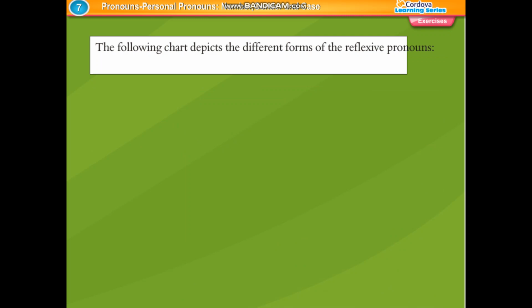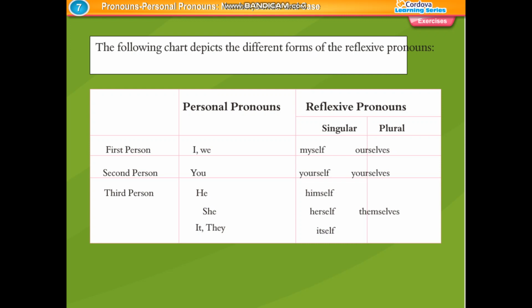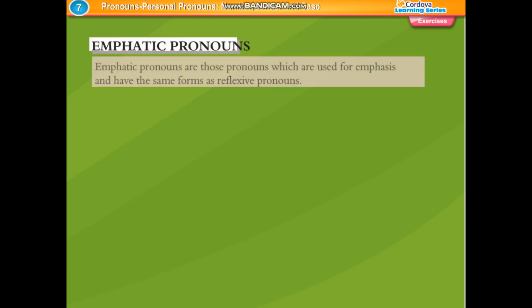The following chart depicts the different forms of the reflexive pronouns. Personal pronouns, reflexive pronouns, singular, plural. First person, I, we, myself, ourselves. Second person, you, yourself, yourselves. Third person, he, himself, she, herself, it, itself; plural, they, themselves.